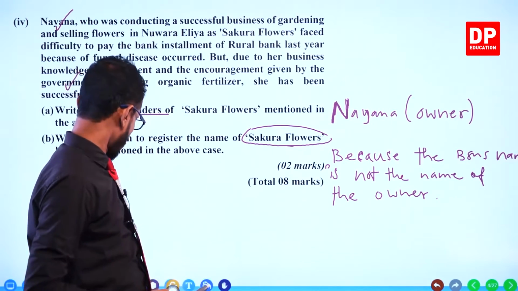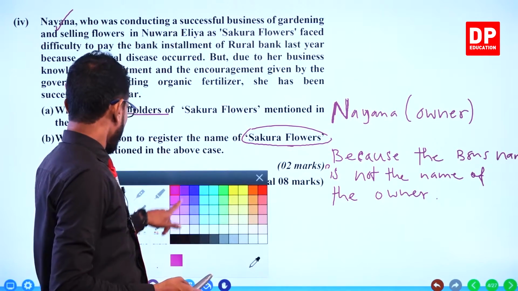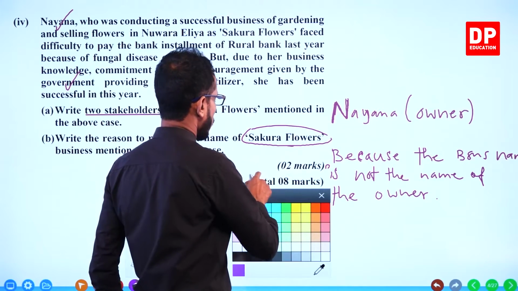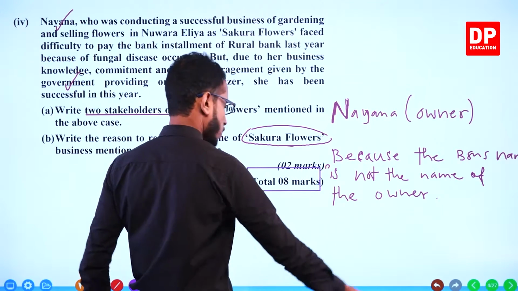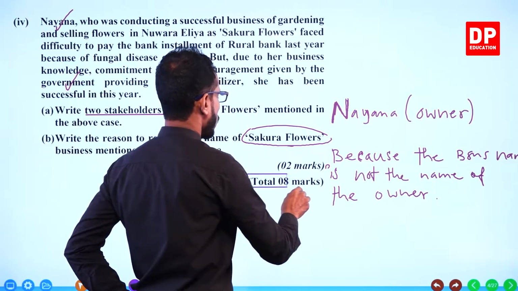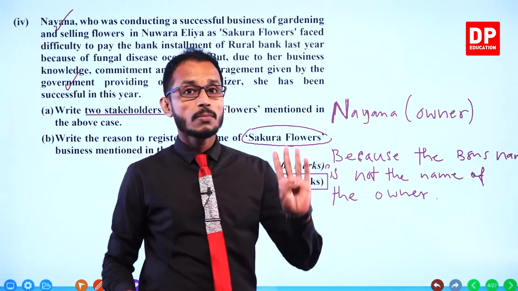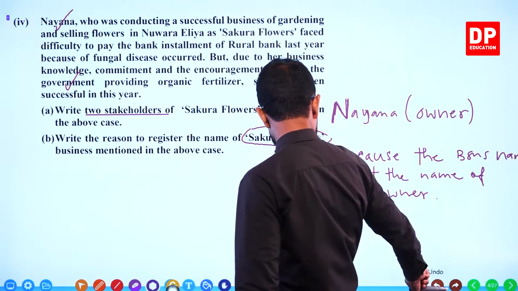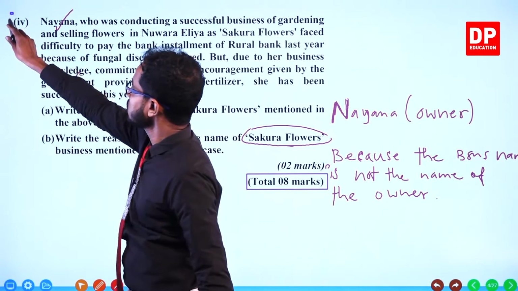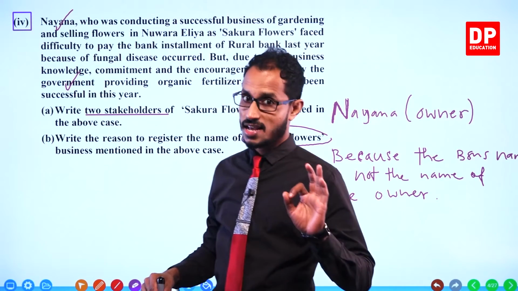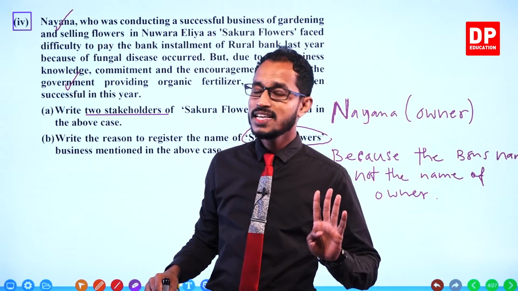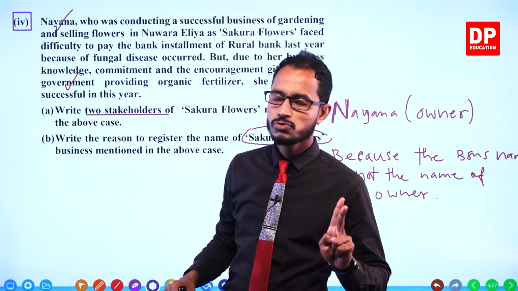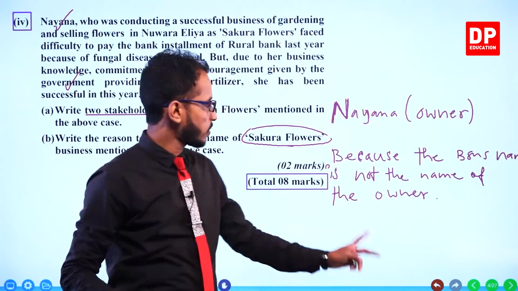Yeah, so that's what I wanted to tell you. And here, a total of 8 marks is given for 4 subparts. This is the 4th subpart, the last part. Each part you get 2 marks. So 2 into 4, 8 marks.